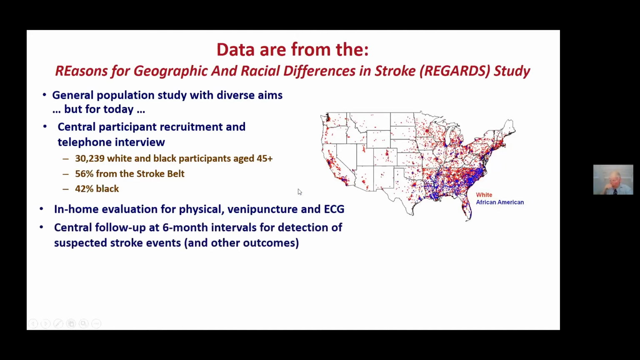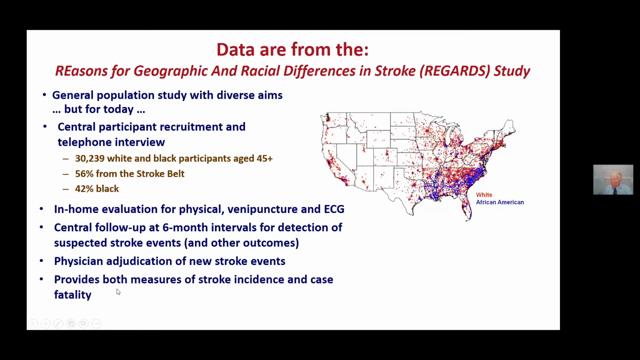We then have been following these people. By the way, I should have said early on that they were recruited between 2003 and 2007. So we've been following them at 6-month intervals by telephone. We initially did this for surveillance for stroke events, and a lot of other outcomes have been added. So if there's a suspected stroke, we go retrieve the medical records, bring them back to UAB, and a panel of primarily neurologists go over them to adjudicate whether there was a stroke and what type of stroke it was.